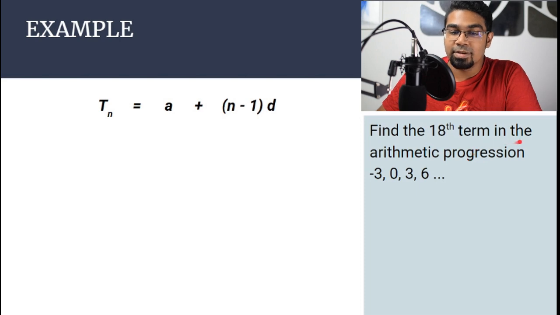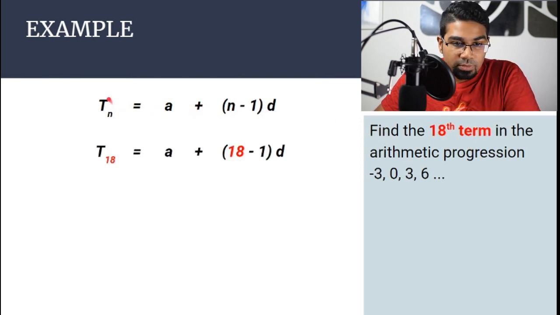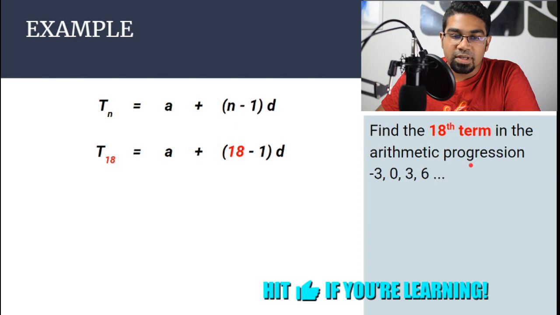Find the 18th term in the AP negative 3, 0, 3, 6, and this means it goes on and on. So in this progression, the last term is not defined. It could go on forever. Let's apply this formula in this case. We are to find the 18th term, and therefore n will be 18. Let's substitute. So this will be T18, and a plus, n we substitute with 18, 18 minus 1, d.